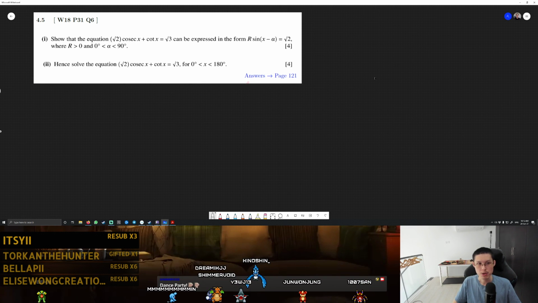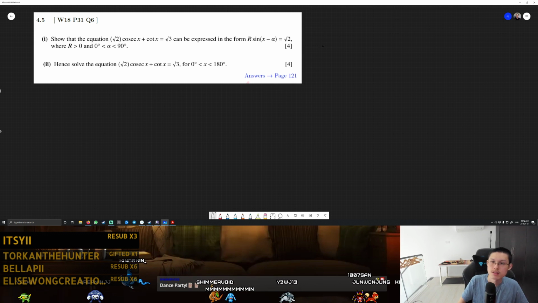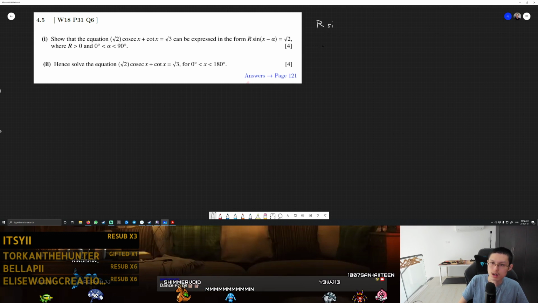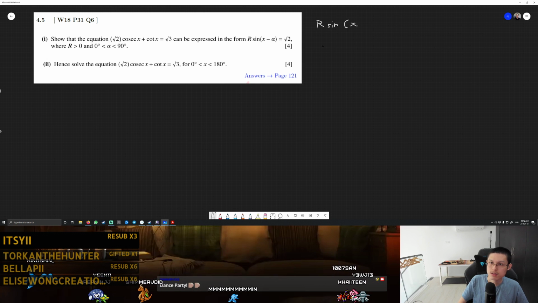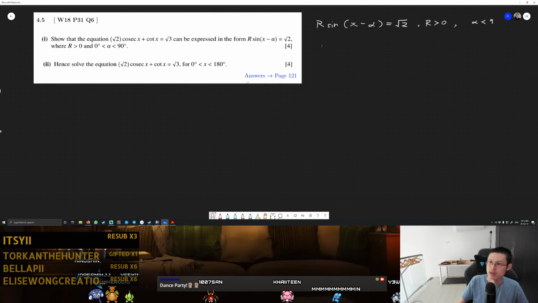So here we have cosec and cotangent, and they want to express it in this form. So first we're going to try to expand this guy here on the right. So we have r sine (x minus alpha) equals √2. And they want the r to be more than 0 and alpha to be between 0 and 90. Okay, let's expand this using the addition formula for sine.